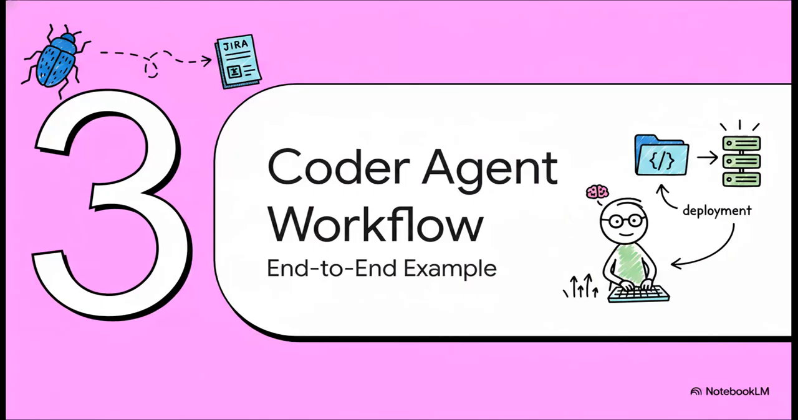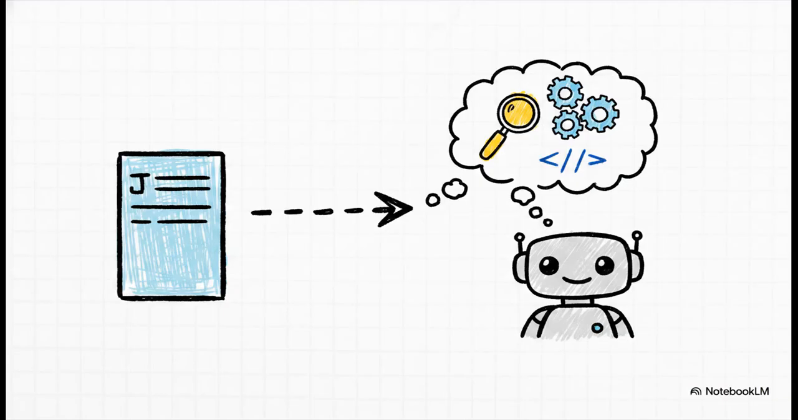Okay, so that's all the theory. But what does this look like in a real-world workflow? Let's walk through a coder agent fixing a bug, from reading the ticket all the way to pushing the code. All right, step 1. We use the standard InvokeAgentRuntime. We give it a prompt, something like, hey, read ticket Jira 1234 and write the code to fix it.